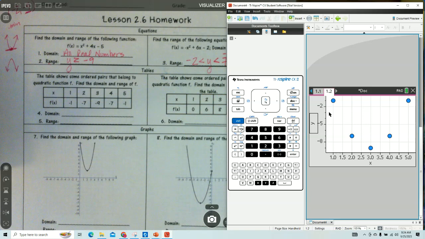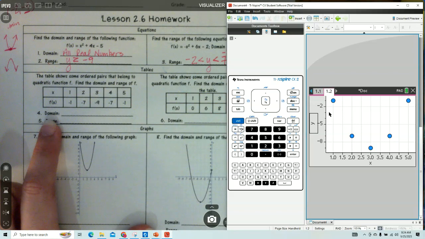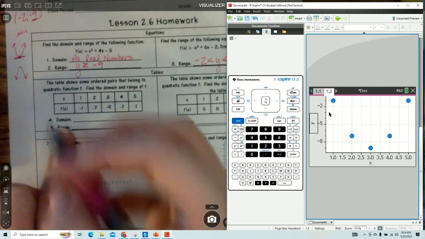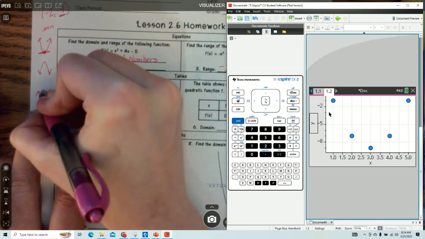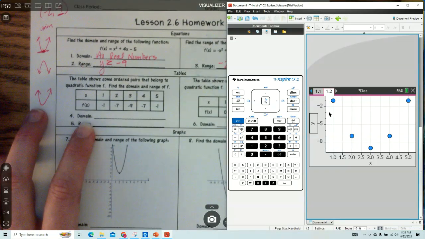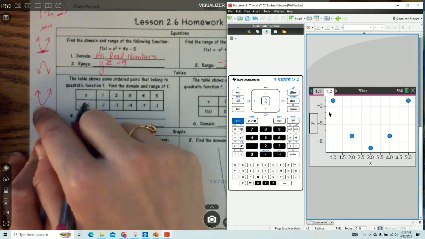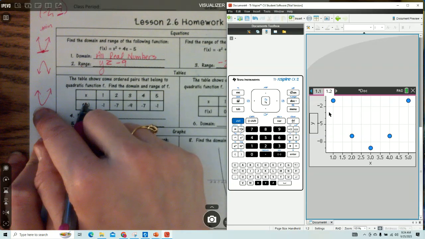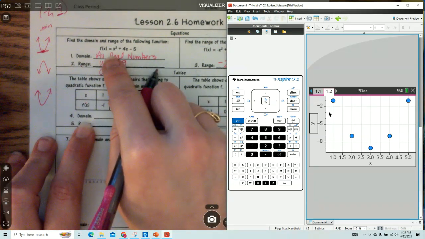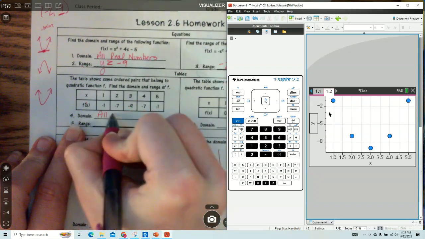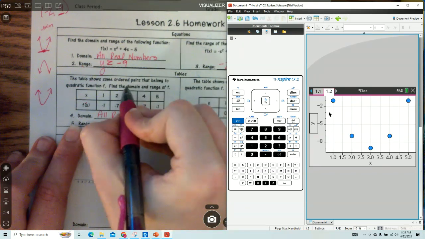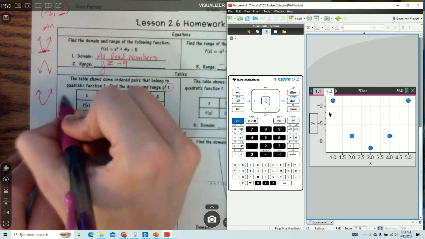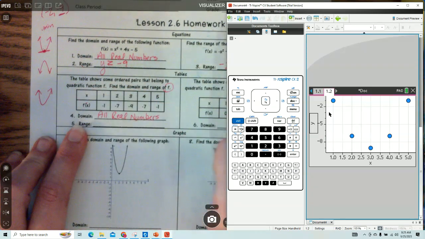So if we're talking about the entire function, what's my domain going to be? If I look at the whole graph and I connect those dots, it's going to look something like that. It's going to look like a quadratic. So what's my domain on the entire function of a quadratic? It's going to be all real numbers. Because that's what it wants. It wants the domain and range of f. That's the entire function. That means the entire line, the entire shape.